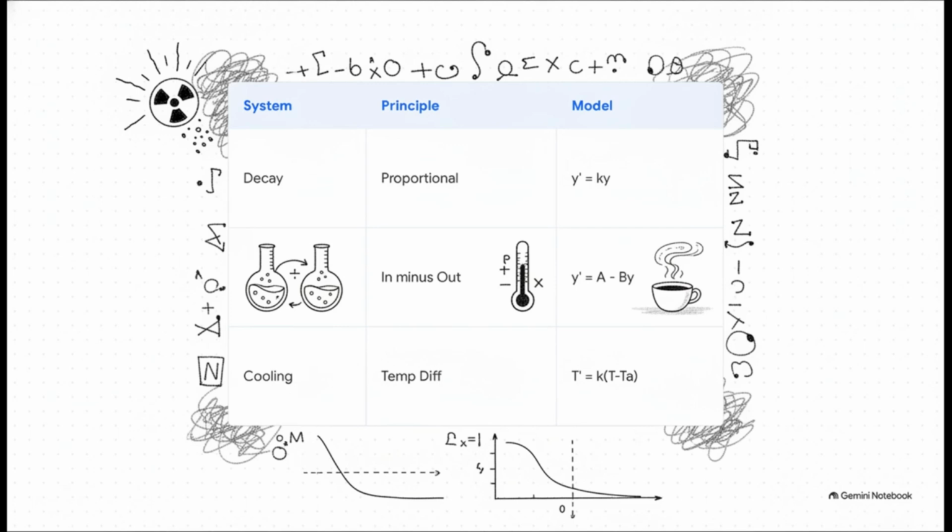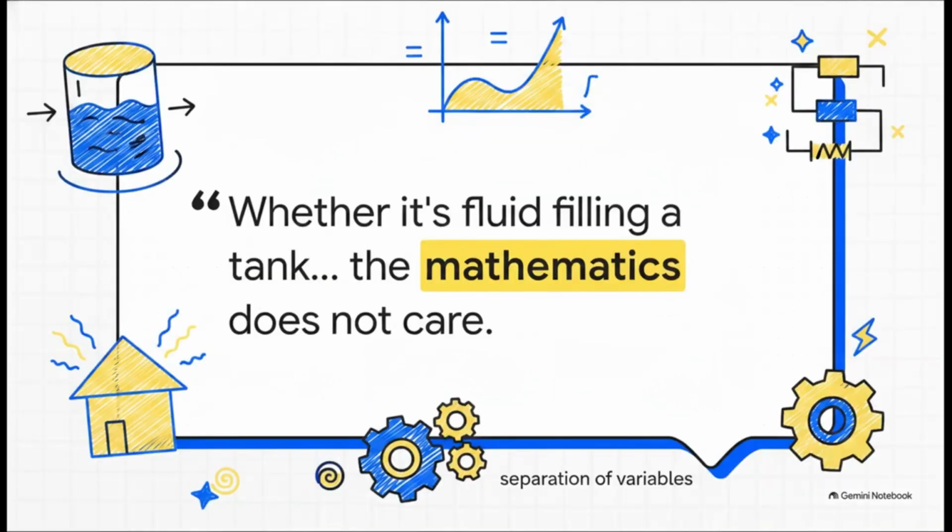And because of that shared DNA, every single one of these physical systems exhibits the exact same system behavior, exponential responses, whether it's decaying down to zero or asymptotically approaching a steady state. So whether it is fluid filling a tank, heat dissipating from a building, or a capacitor charging up in an RC circuit, the mathematics does not care. Separation of variables isn't just some clever trick you use to pass a calculus exam. It is the master tool we use to decode the inherent exponential nature of the universe. The math is totally indifferent to the physics.